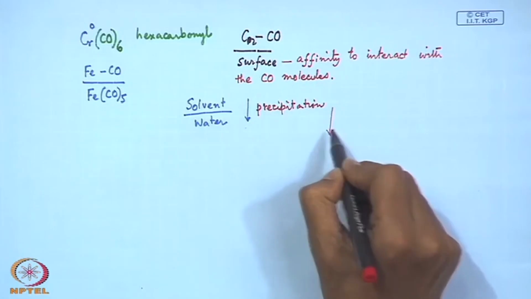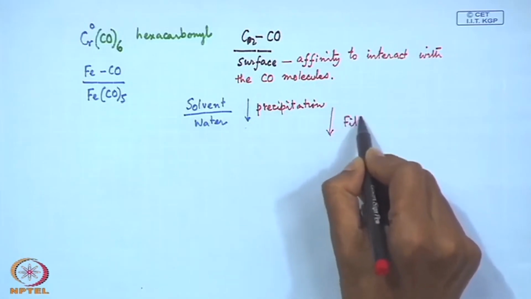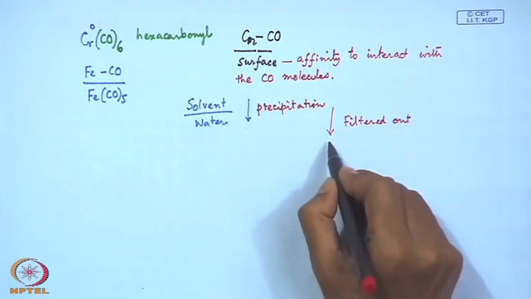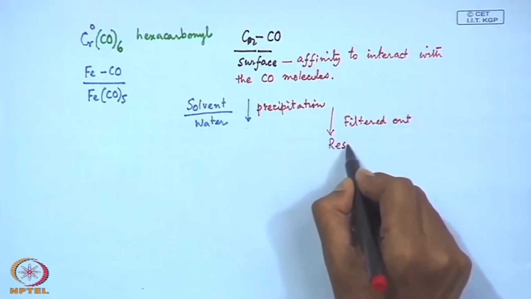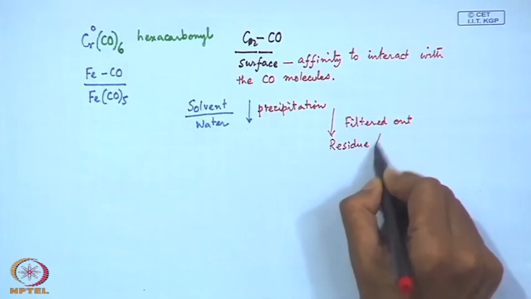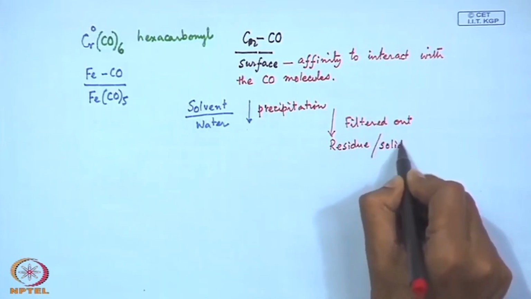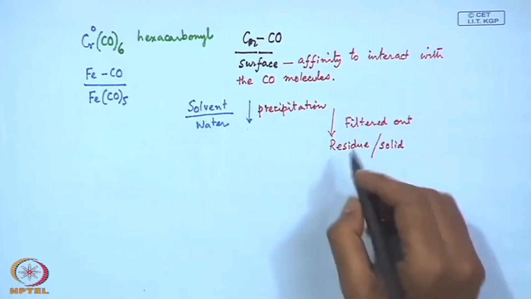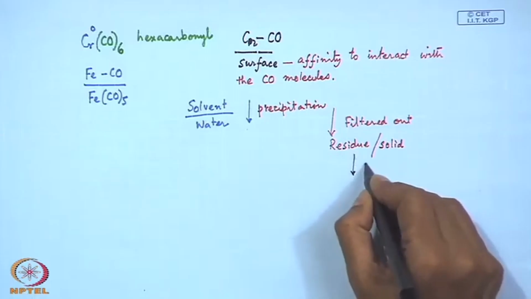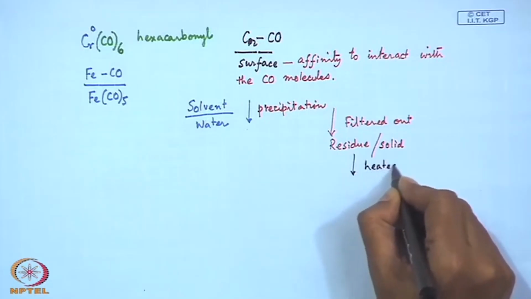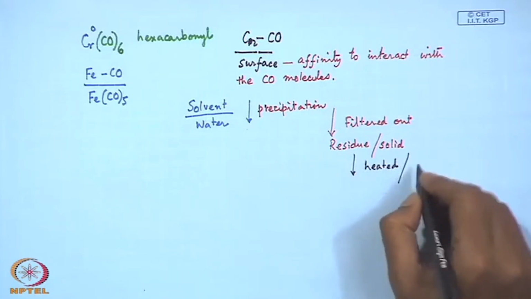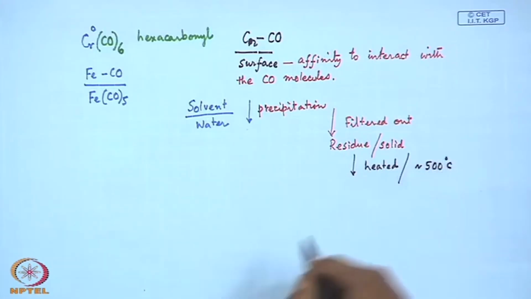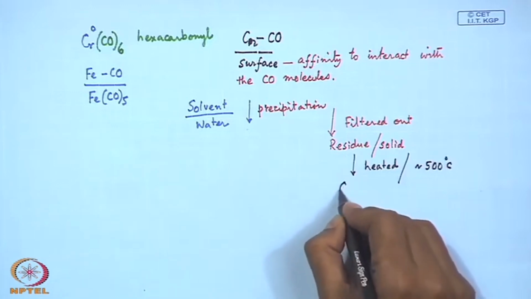which can be filtered out, we get the residue as a solid product. We dry it and then we heat it at a particular temperature, heated at say about 400 or 500 degrees centigrade, giving the useful catalyst.